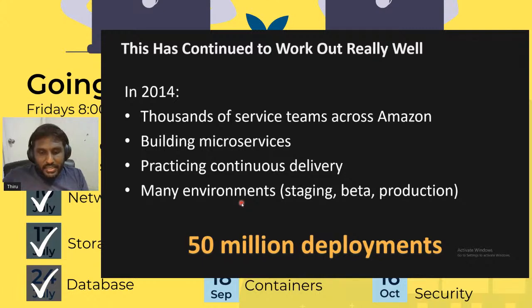From Amazon's perspective, this has been very successful because now we've got thousands of service teams all across Amazon, not just in AWS. I'm talking about the wider Amazon organization, so that includes retail, Alexa, and so on. And pretty much every single team uses these principles that have been developed over the past 10 or more than 10 years.